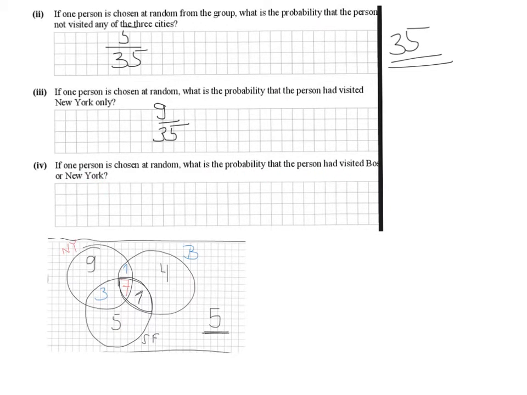And the last question is, what is the probability that the person had visited Boston or New York, okay? So Boston or New York. If you see "or," that means it's a union, okay? Union of 2 sets. So New York union Boston. And that means everything in New York and Boston.